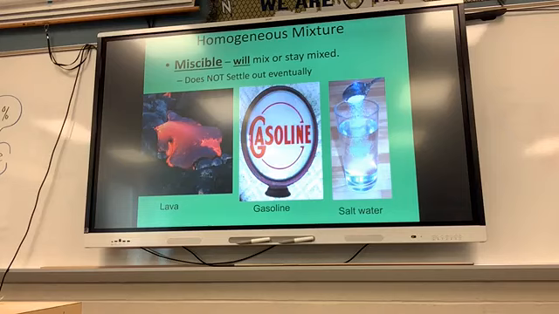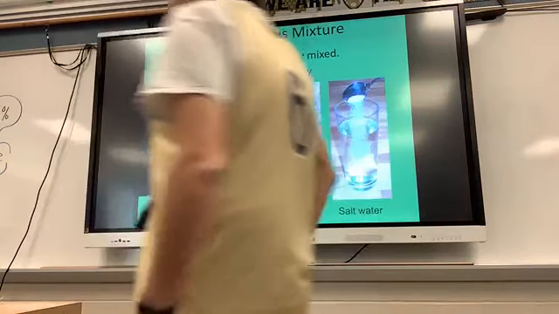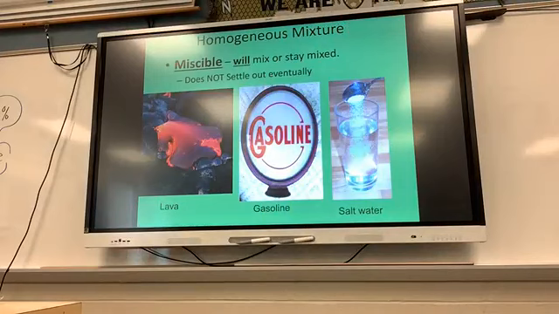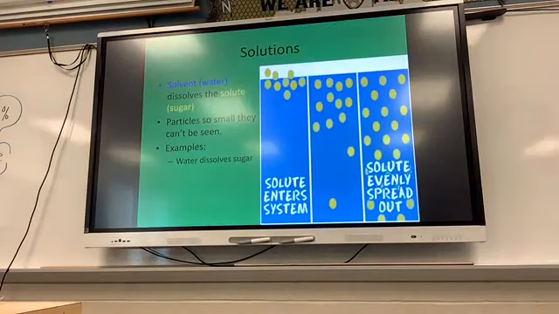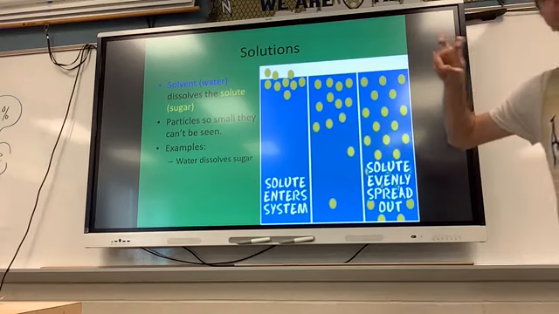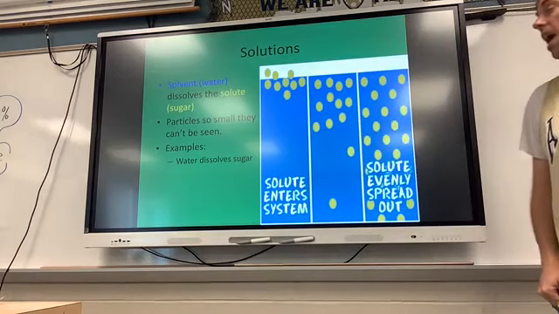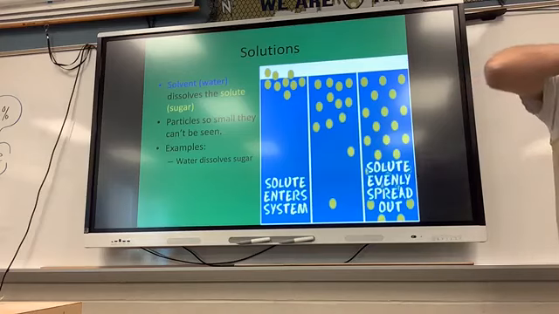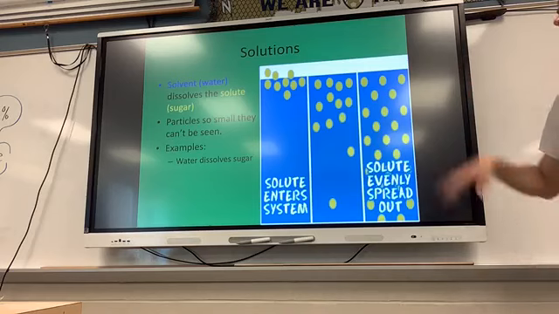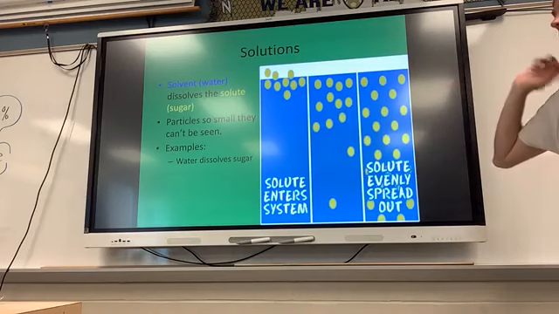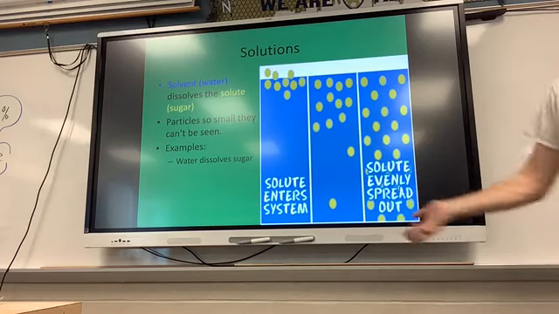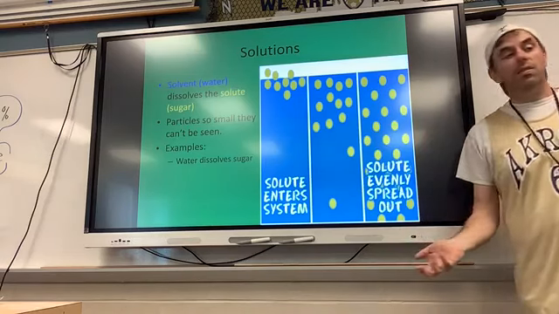Okay. Miscible. Stays mixed. The special type of mixture that is homogeneous is a solution. So with solutions, you have two parts. You have a solvent, which is what does the dissolving. Have you ever heard that water is the universal solvent? It is. Water dissolves most things. And then the solute, what is being dissolved. These are particles so small they can't be seen. An example would be water dissolving sugar, and you would not see the Tyndall effect.